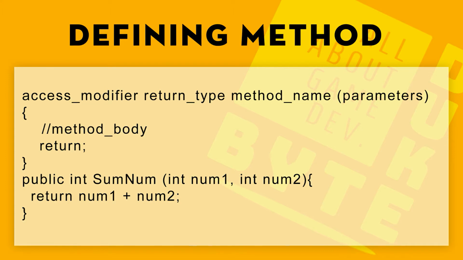The return type defines what type of value will be returned. If the method does not return a specific value, the type returned is void. The method name is unique and case sensitive. The parameters are in parentheses. They allow the data to be passed to the method.